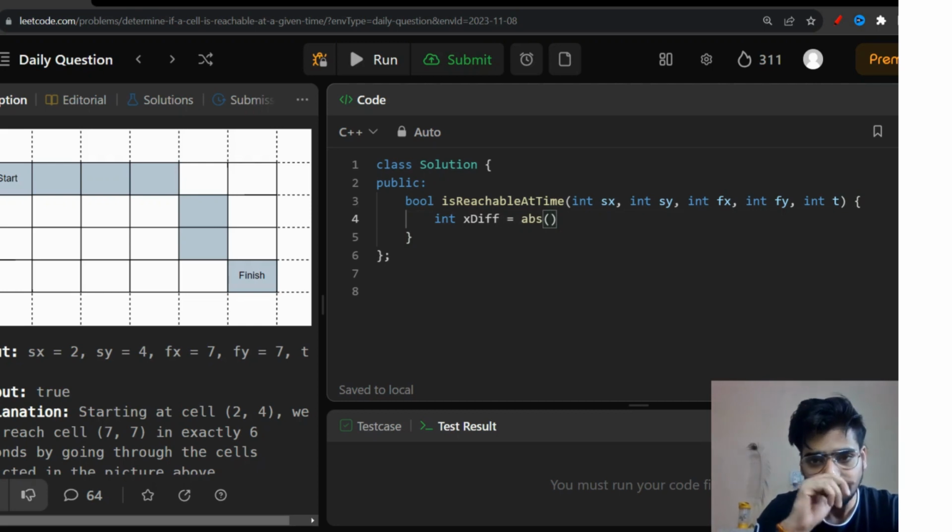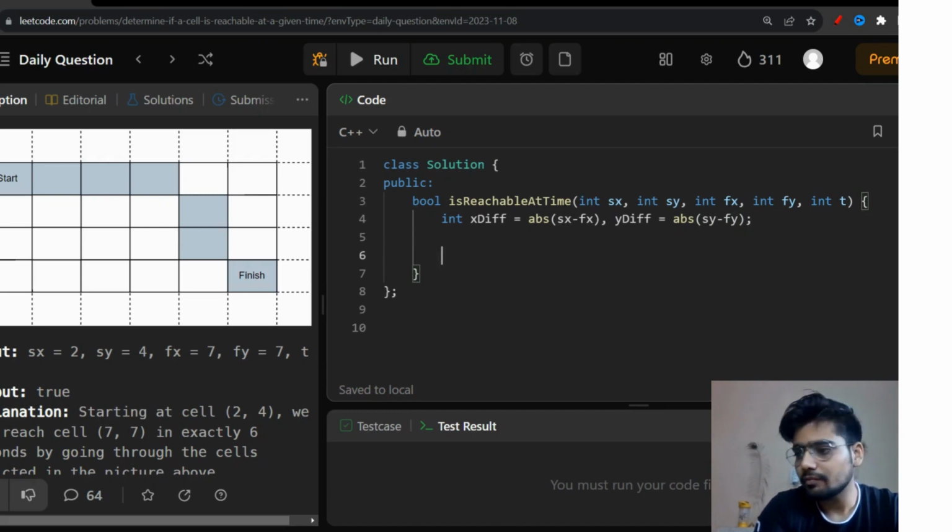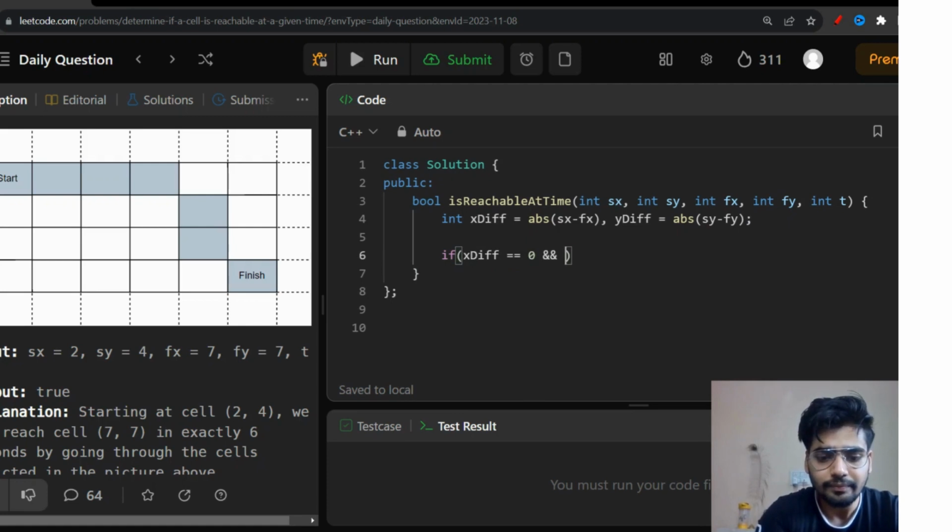Okay, so we use the absolute value of sx and fx for the x difference, and there is a y difference, which is the absolute value of sy and fy. We get the differences, and after getting them we check one condition. If our x difference equals 0, and the y difference equals 0, and t equals 1, then we have to return false.